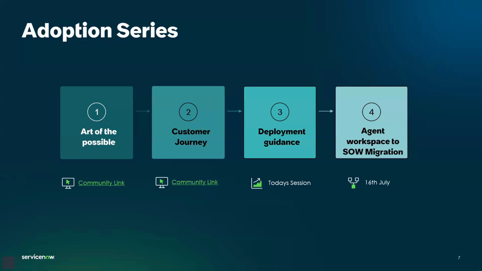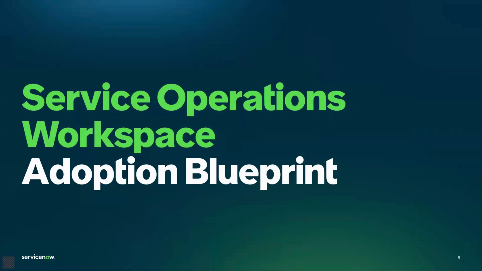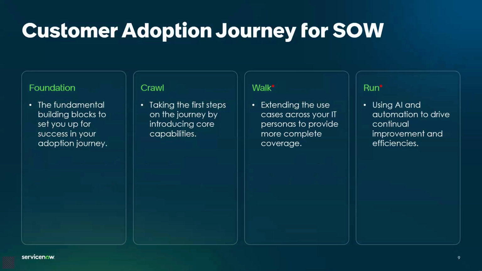And now, just a quick recap on the adoption blueprint. It's a 4-phase adoption journey. It starts with the foundation phase, then the crawl phase, the walk, and the run. We already went over this in the last session. Today, as Deacon already mentioned, we are going to focus on the walk and run phases because we are going to extend the use cases to our tier 2 agents.